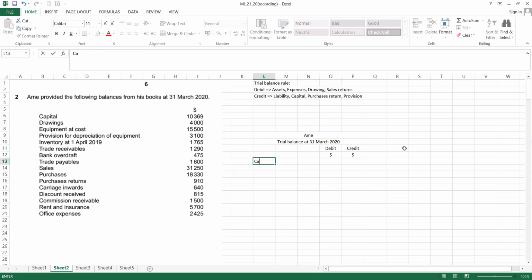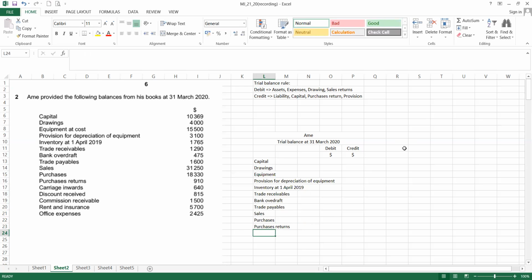So we list down first: capital, drawing, equipment, and then provision for depreciation of equipment, and then inventory at 1st April 2019, and then trade receivable, bank overdraft, trade payable, sales, purchases, and then purchases return. Later I will list down all the sections they belong to so that it is easier for you.